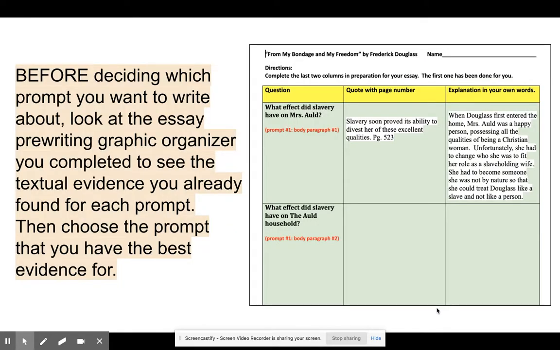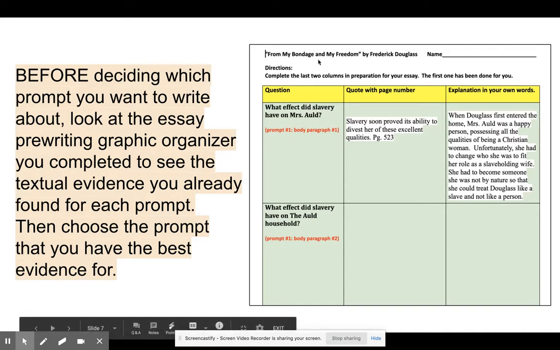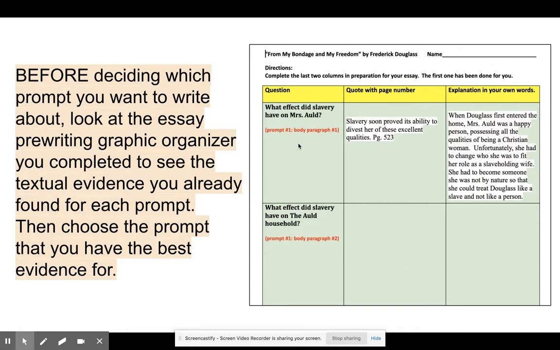Before deciding which prompts you want to write about, look at the essay pre-writing graphic organizer you completed to see the textual evidence you already found for each prompt. Then choose the prompt that you have the best evidence for. Okay, so if you remember earlier in the week, you completed a graphic organizer that looked like this. Okay, and as you can see in this first part here, it tells you on the row what prompt and body paragraph each one is for.